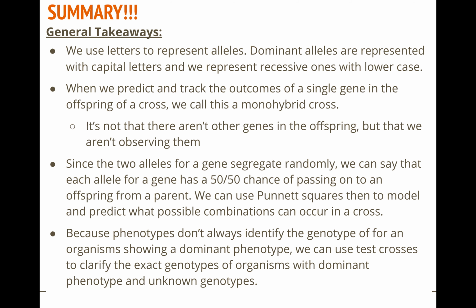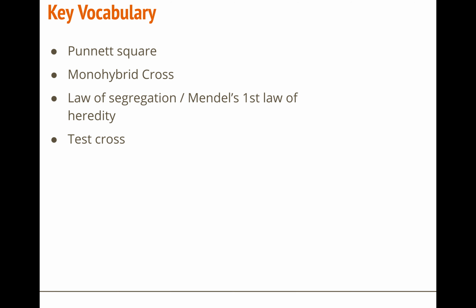All right, that concludes the lesson. We just basically went over how to apply all the vocabulary we learned to predicting monohybrid or simple crosses, and we understood why the law of segregation by Mendel allows us to use Punnett squares for prediction. We didn't learn a whole lot of new vocabulary, but we learned how to use the vocabulary we learned in 13.1 to apply it to problem solving.